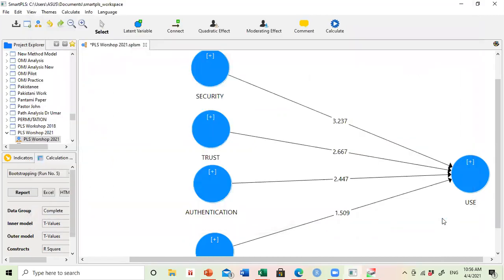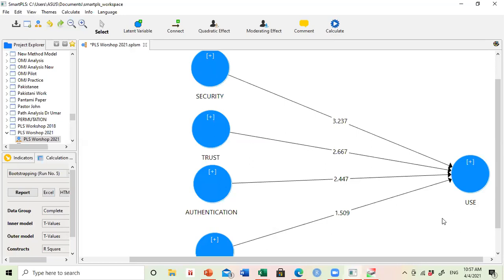Now it's 3.237. Why? Before we had 2.5 something, now it is 3. Because of the iterations. The reason is that we are bootstrapping.